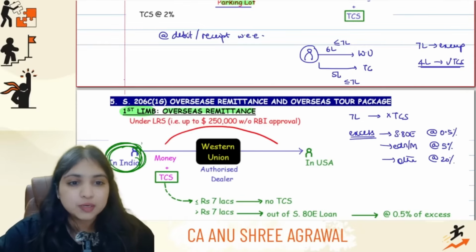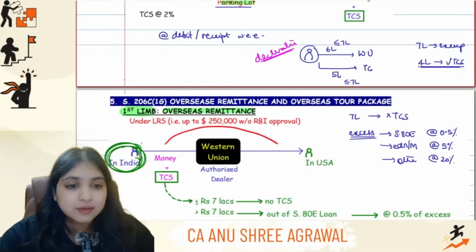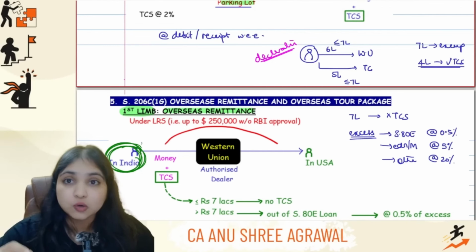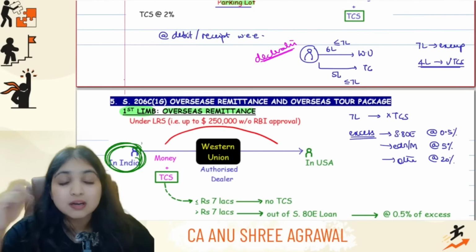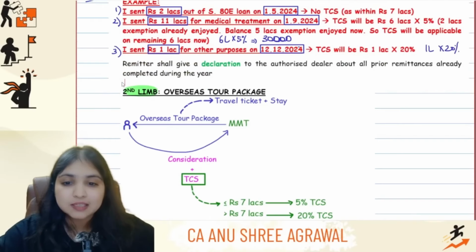For this purpose only, there's one concept of declaration. The concept goes like this. Whenever Mr. Blue wants to make an overseas remittance, he will have to make a declaration, guys. So Western Union will give a form to Mr. Blue and ask him to fill the form. In that form, Mr. Blue will have to say whether during the year he has already made any overseas remittance or not. He will fill in the form and give it. So he has to make a declaration. That is what is mentioned over here.